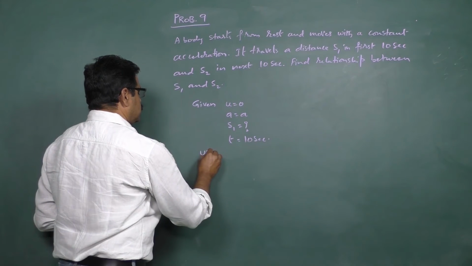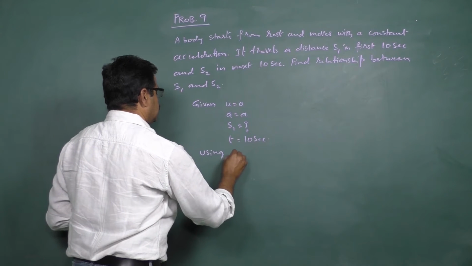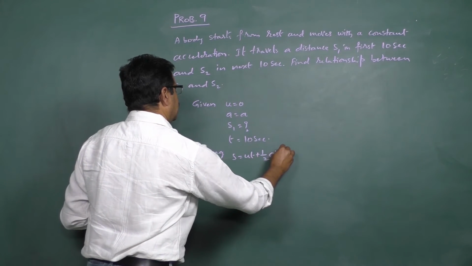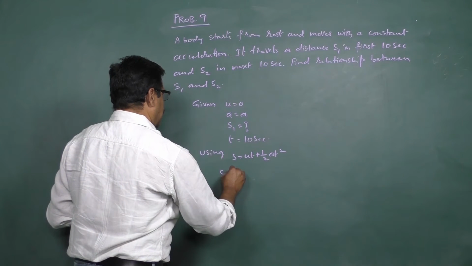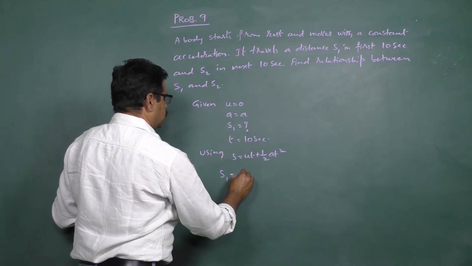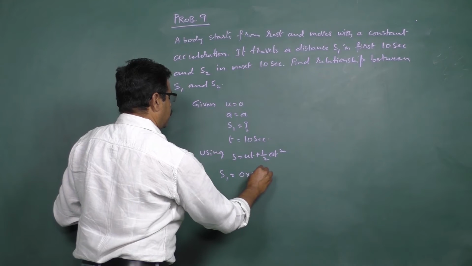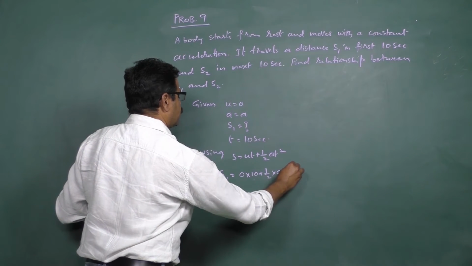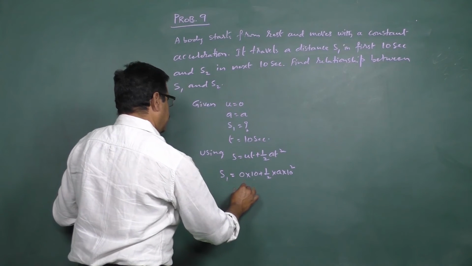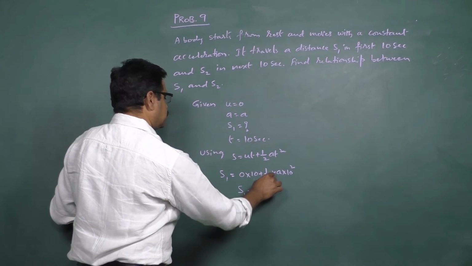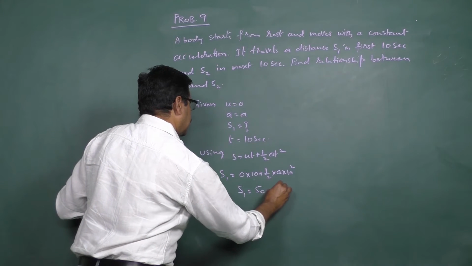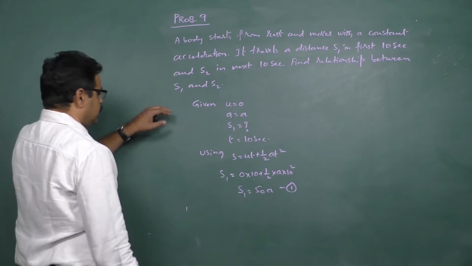So I can use S is equal to ut plus half at square. I can get S1 as 0 into 10 plus half into a into 10 square. Simplifying, S1 I am getting as 50a. Let us say this is equation 1.